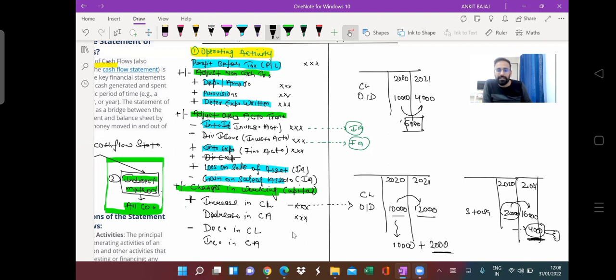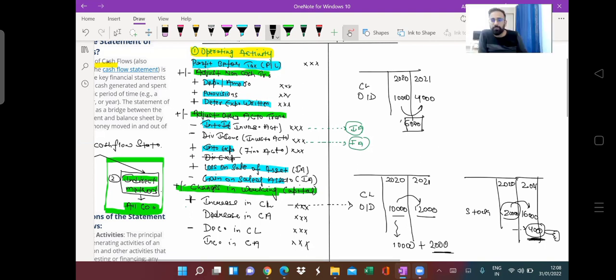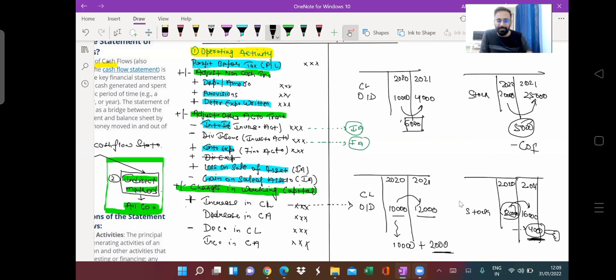And similarly, whenever there is an increase in current asset, we will be reducing that amount also. Now let's suppose in year 2020, we were having stock of 20,000 rupees, right? This example I'm continuing. Now, if you see here, this stock value is increasing. Let's suppose the stock value is now 25,000 rupees. What does it show? It shows that the company has purchased additional stock of 5,000 rupees. And if the company is buying additional stock of 5,000 rupees, definitely there will be cash outflow, right? So we have to reduce this amount from our operating activity, right?